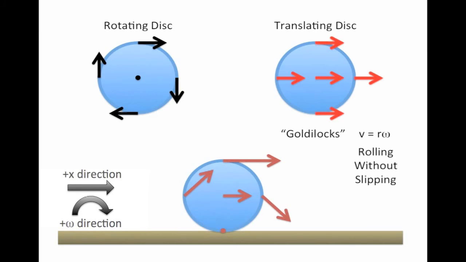This is exactly the condition that we want for rolling without slipping. The bottom of our disk doesn't slide forward, it doesn't slide backward, it just touches the surface and then picks back up. V equals r omega is the constraint for rolling without slipping, and that's how we found it.